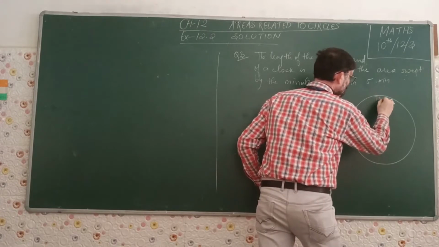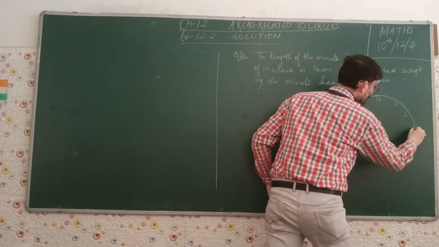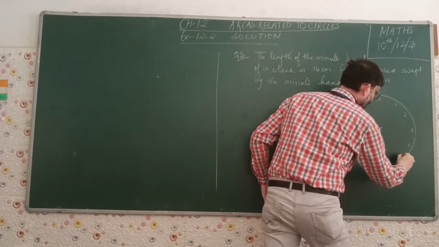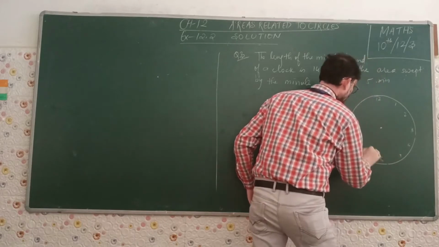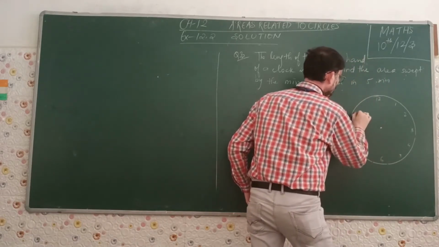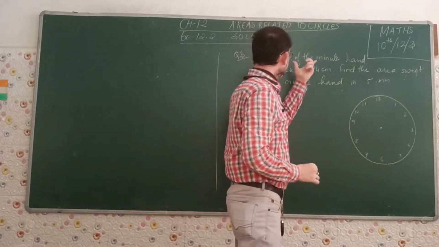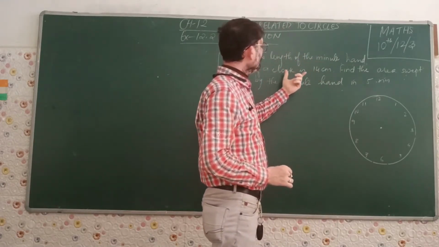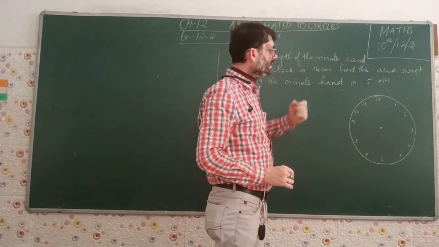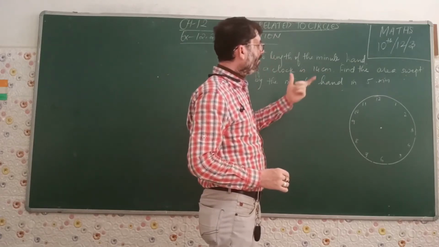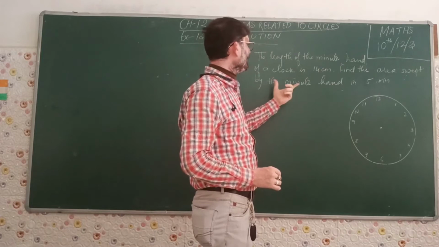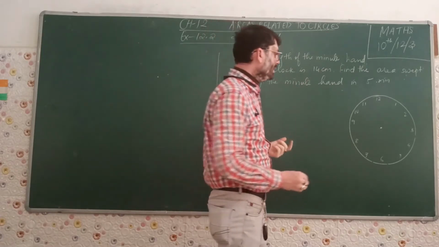Enter. This is 12, 1, 2, 3, 4, 5, 6, 7, 8, 9, 10, and 11. We have a clock-like structure. The minute hand is of length 14 centimeters. Find the area swept by the minute hand in 5 minutes.